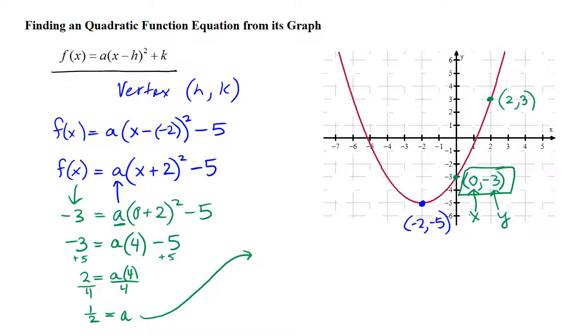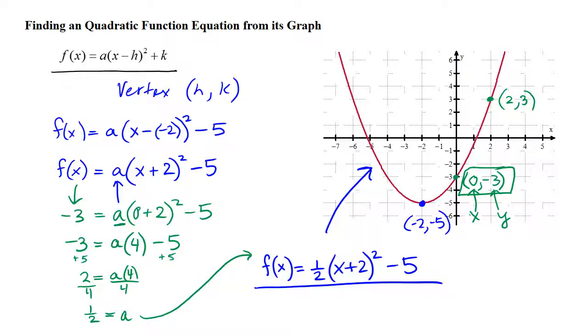So we can plug that into the equation and have the full complete equation. f(x) equals 1/2 times the quantity (x plus 2) squared minus 5. This is the equation of this graph. Now we can check that by graphing it, by putting it in Desmos and making sure we get the same graph. Or the other thing is we've got multiple points here we could check with. In fact, I haven't used the (2, 3) yet. So let's just do a quick check with the (2, 3).